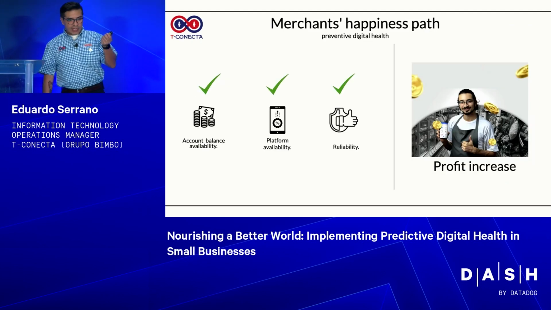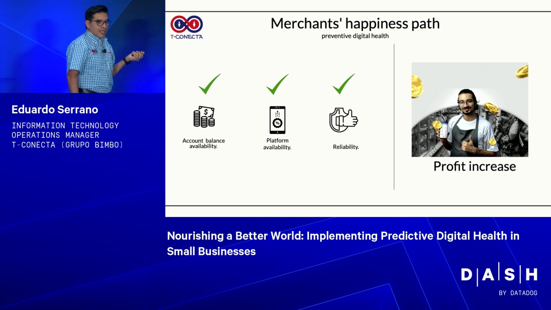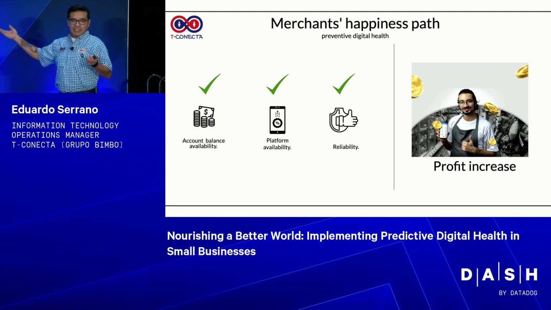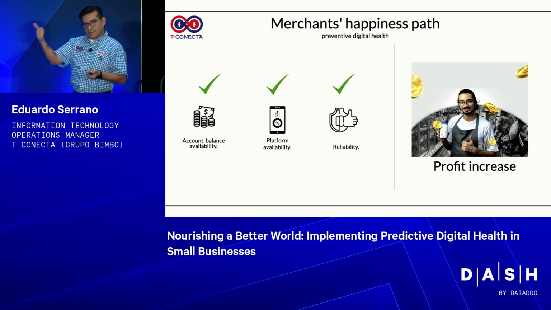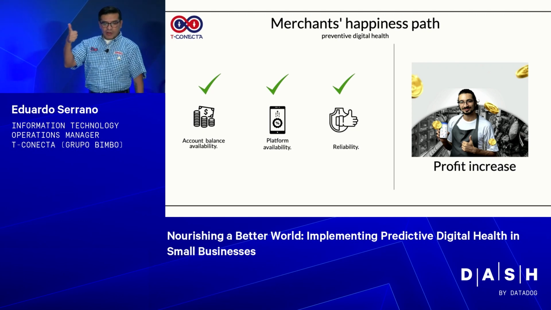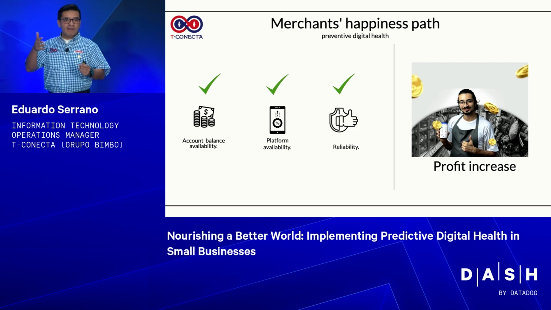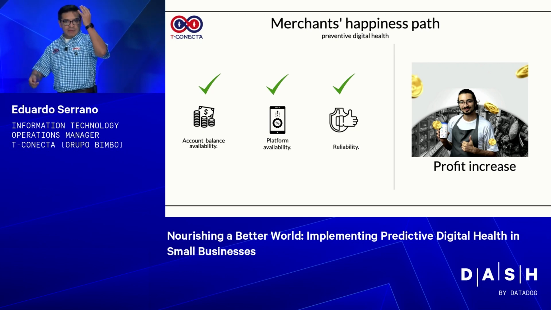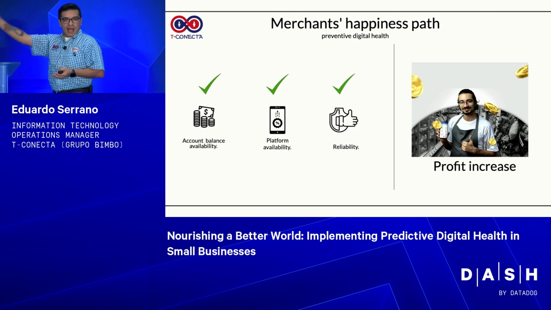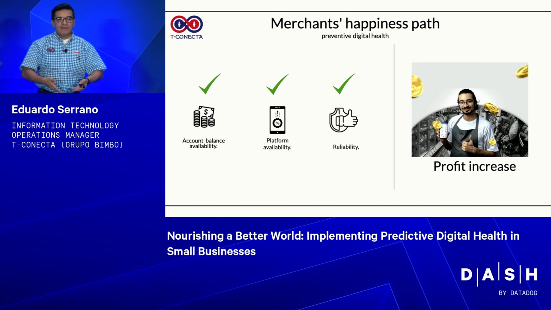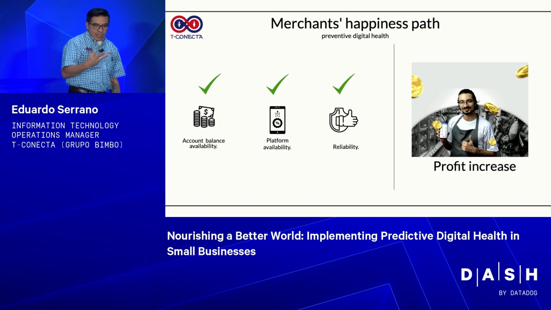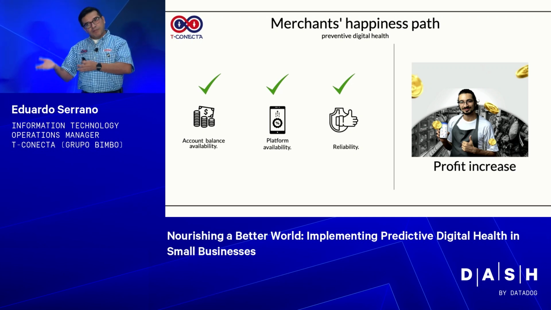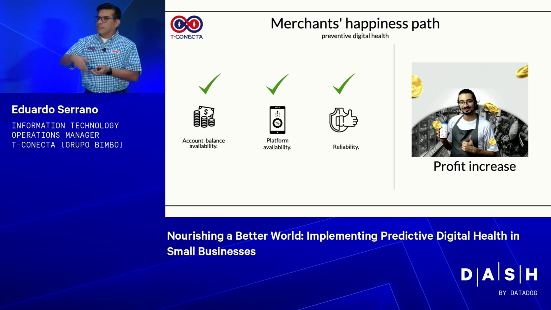So now, with all these actions, we can make the merchant happiness path. What is a merchant happiness path for us? To resolve the first thing, account balance availability. They have the money available all the time. If it's the morning, if it's the evening, if it's the night, they can sell and they can have the money available. Second thing, the platform availability. If we can avoid the platform going down, they can sell and sell and sell and sell.